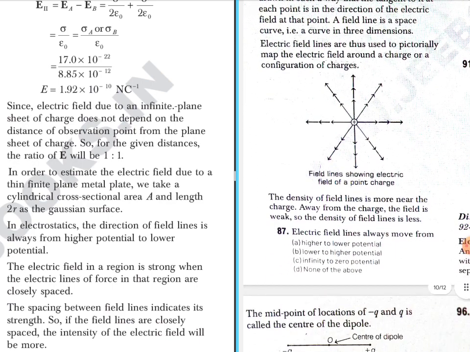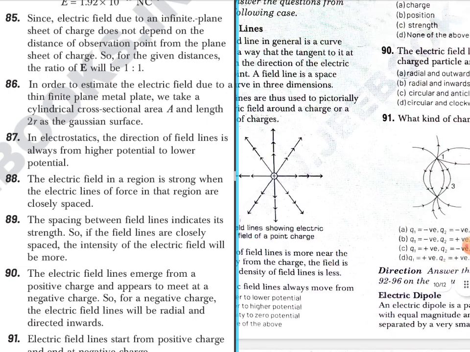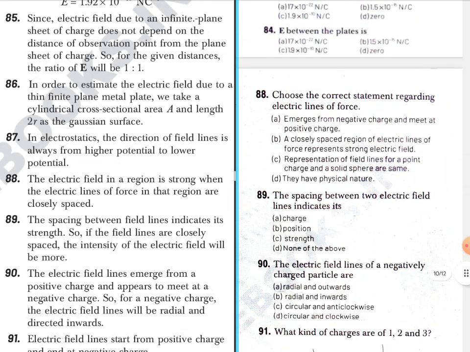So let's go to the next question, number 87. Electric field lines always move from positive to negative, or you can say from higher potential to lower potential. So the answer is option number A. 88th question. Choose the correct statement. The electric field in a region is strong when the electric field lines in that region are closely spaced. So that's the right answer. That's the right statement.